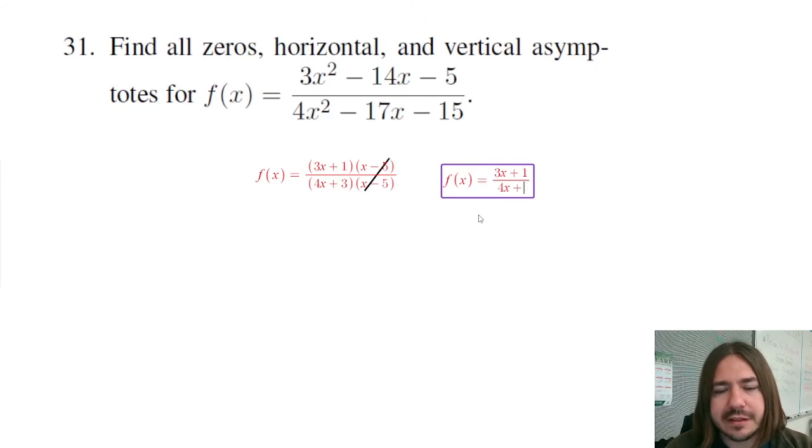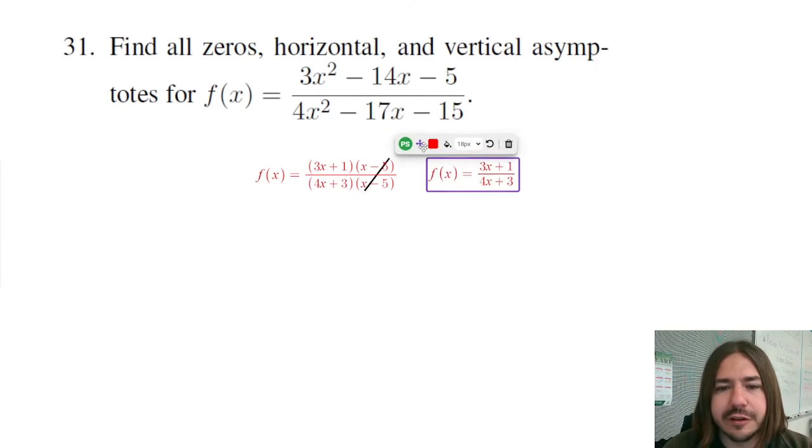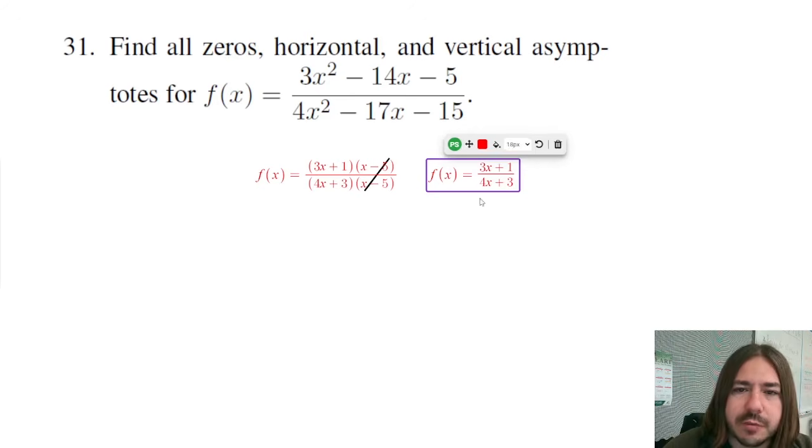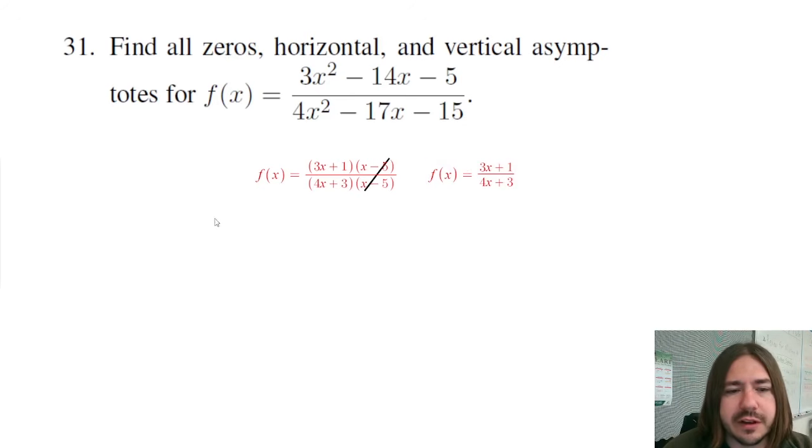But this question's not asking us for holes, so really we can just focus on this simplified, although admittedly a little different function. The only difference is that this one doesn't have the hole, or that removable discontinuity. From here, we're going to find the zeros by setting the numerator equal to 0 and then solve it. We'll find the vertical asymptotes by setting the denominator equal to 0, and for the horizontal asymptote, we'll look at the coefficients of both the numerator and the denominator.